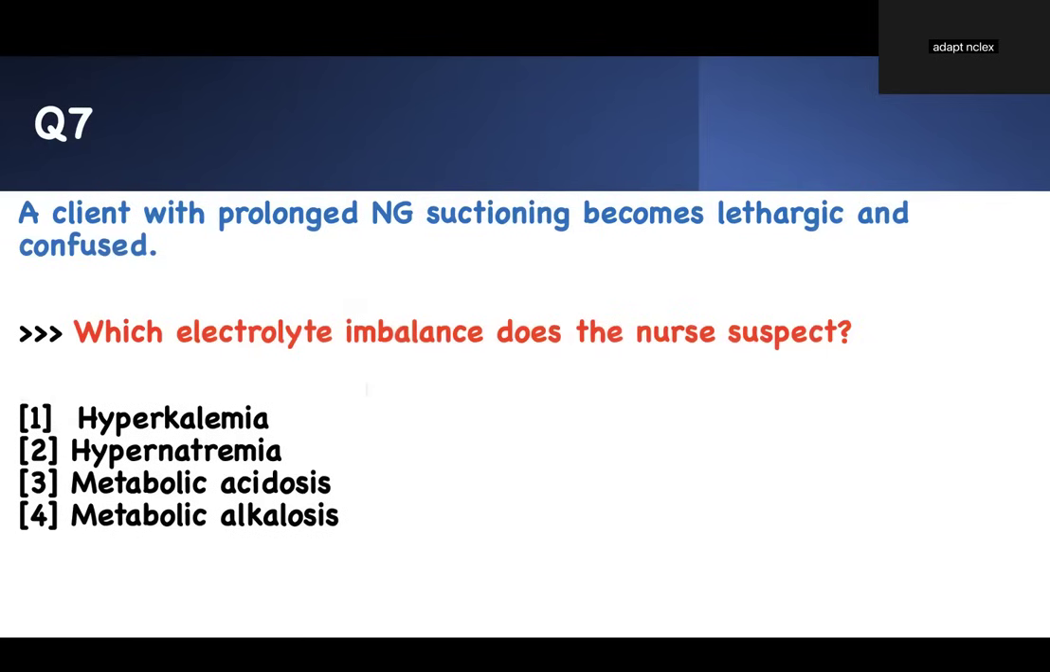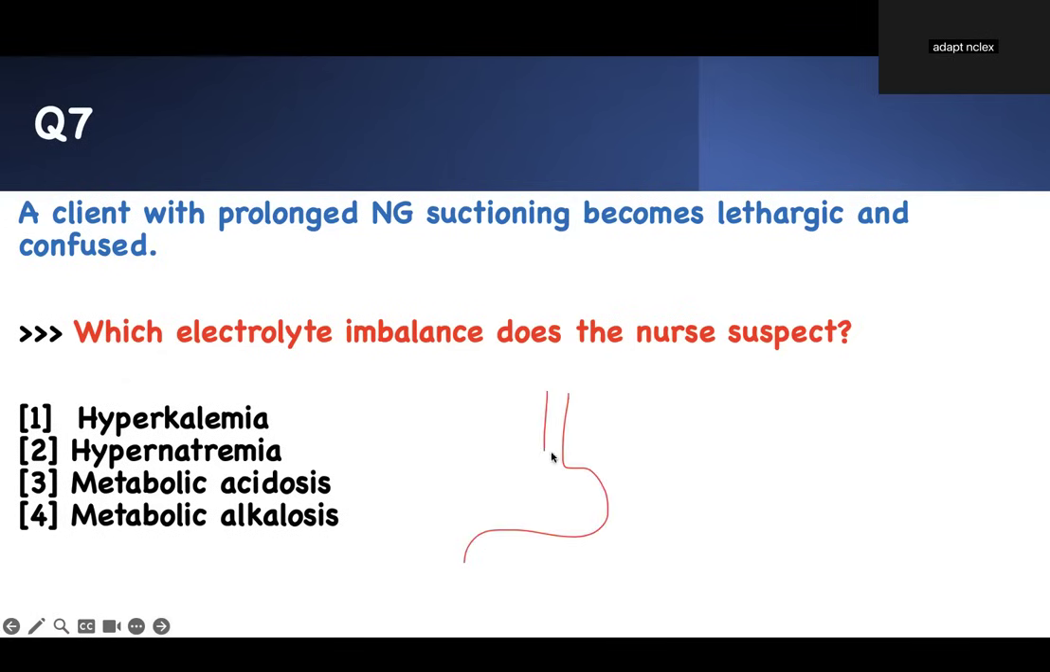NCLEX practice questions and answers, fluid and electrolytes, to master this content and make fundamentals of nursing easy. So this is fluid fundamentals. A client with prolonged NG tube suctioning becomes lethargic and confused. Which electrolyte imbalance does the nurse suspect? Think about it.